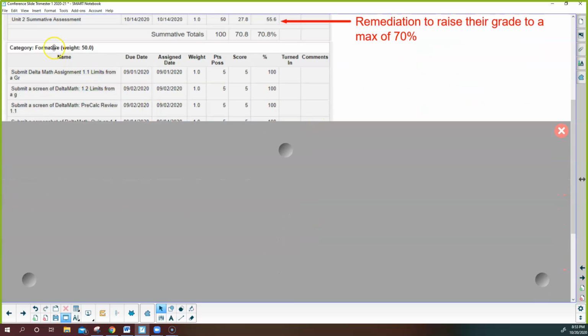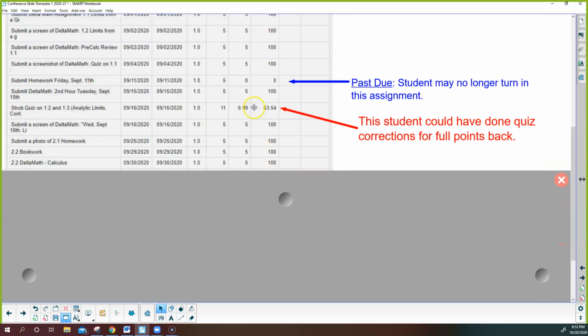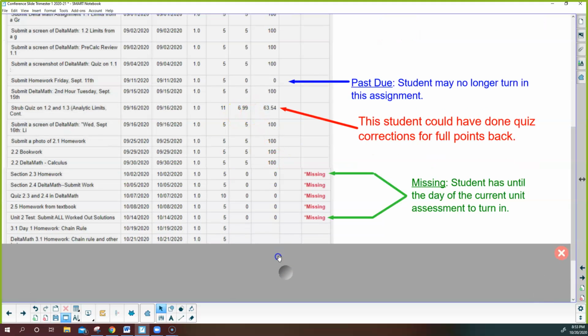And then what about the formative? Formative is 50% of your overall grade. That's quizzes and homework and any activities we do in class. Notice, if it says a 0 out of 5, that means that it's past due and the student no longer can turn it in. Here was their percentage from a quiz. Student could have done corrections on that to get more points back.